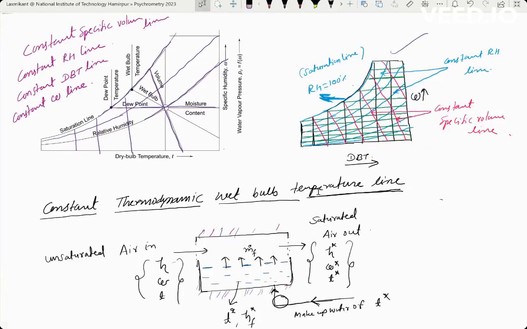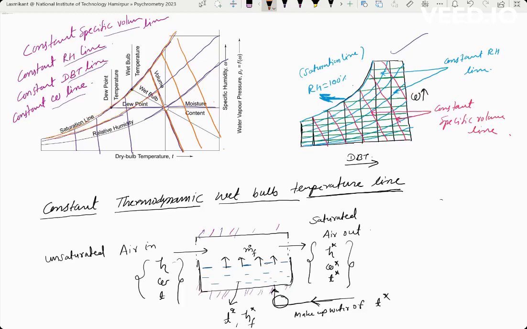So in previous classes we have studied how to draw the constant specific volume line, constant relative humidity line, constant DBT line and constant omega line. These lines, as you can see in the figure: the vertical lines are the constant DBT lines, the straight horizontal lines are the constant humidity ratio lines, this inclined line is called the constant specific volume line, and these curves are the relative humidity lines that we have studied.